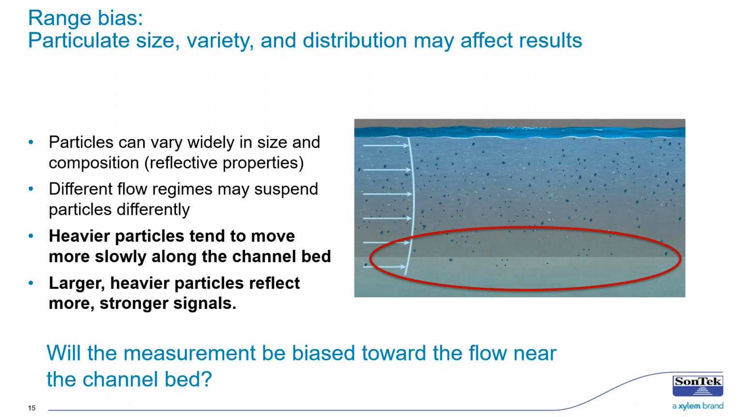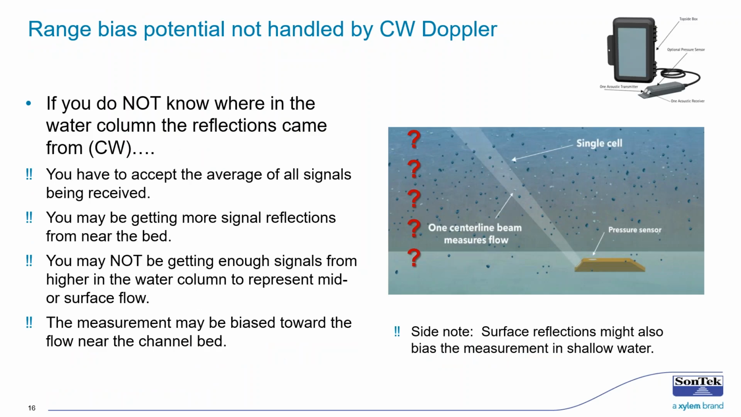Like we were talking about, those different velocity profiles result in flow regimes that might suspend the particles differently within the water column. In general, heavier particles tend to move more slowly along the channel bed, and larger, heavier particles reflect more and stronger signals. So a good question to ask yourself when you're considering your site and which instrument to select is, will the instrument be biased towards flow near the channel bed? In the case of continuous wave Dopplers, that's a real possibility.